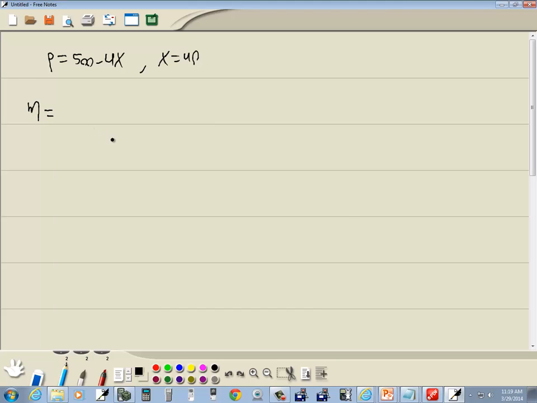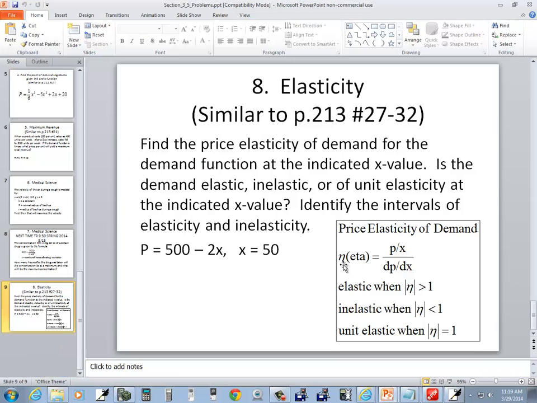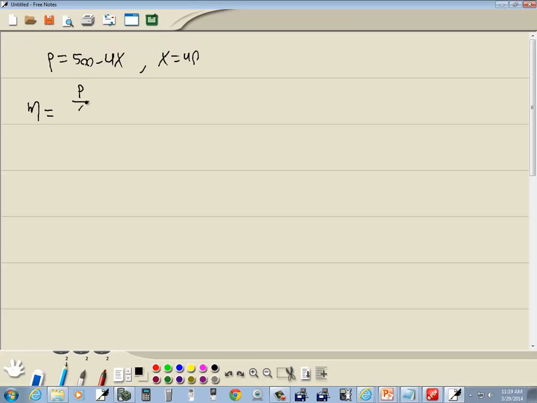Eta, and I don't draw it worth anything, so this is what it should look like. It looks like a weird n. That's going to equal p divided by x all over p prime. We have the p, we have the x, we just need p prime. The derivative of 500 minus 4x is negative 4. So eta is going to be 500 minus 4x over x, all over negative 4. Whenever you have a single fraction over another denominator, you can take that denominator and put it down with this one. So this becomes 500 minus 4x over negative 4x, and that's eta.